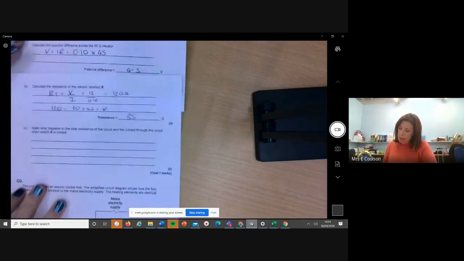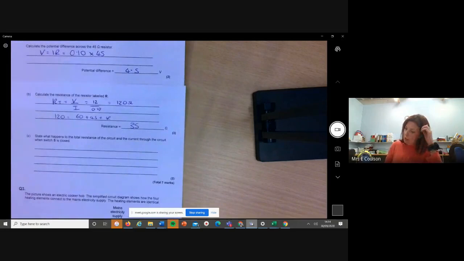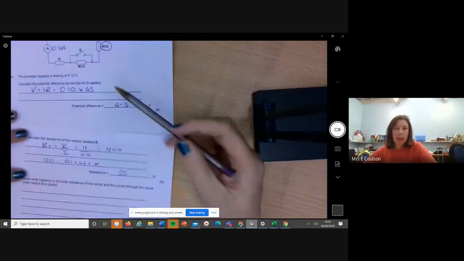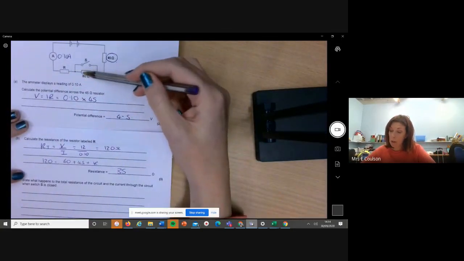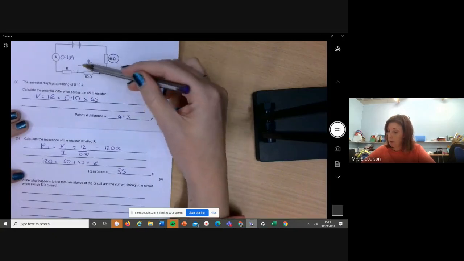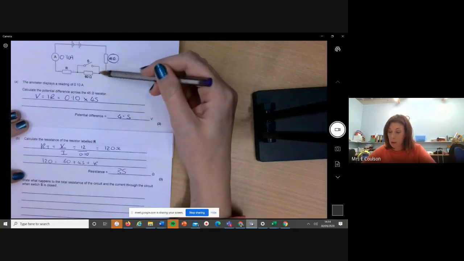Last part of the question says, state what happens to the total resistance of the circuit and the current going through the circuit when switch S is closed. If you look at switch S, it's above the 60 ohm resistor. So if you close it, the current, rather than going through the 60 ohm resistor, will just go through the switch because it's an easier route for it to travel through.